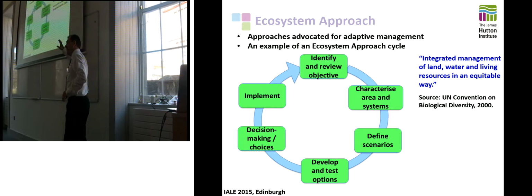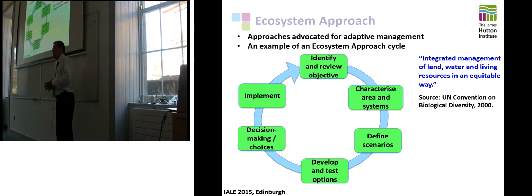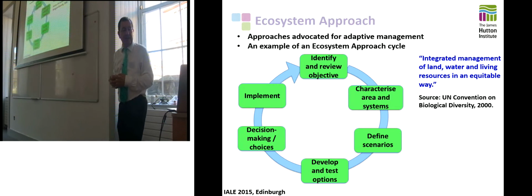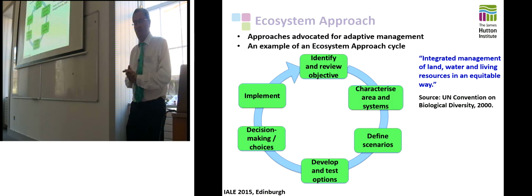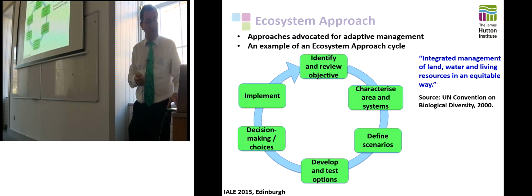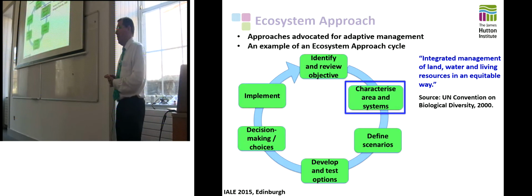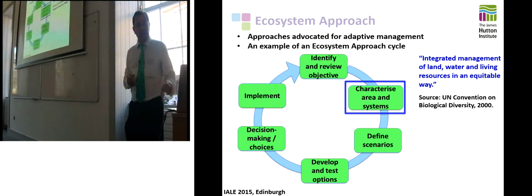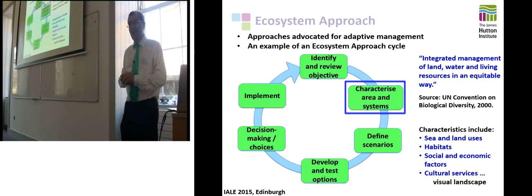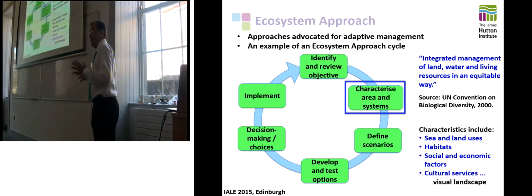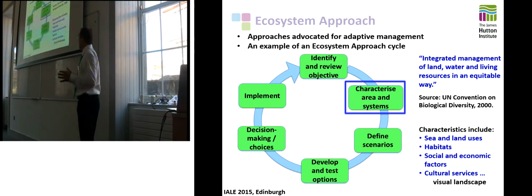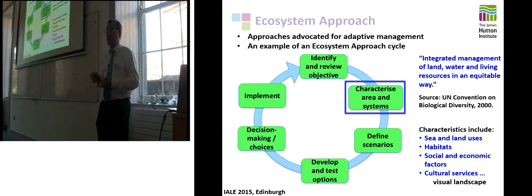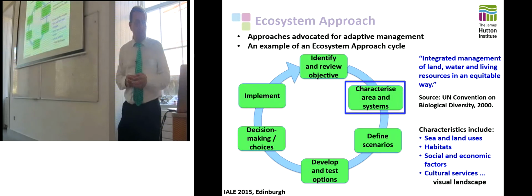One amongst many models relating to ecosystem approach is on the screen, identifying what the issue is, characterising scenarios and evaluation, in cursory short. And what I want to just look at is one element of characterising the area and the systems. And those characterisations might include the current uses and future uses of sea and land, habitats or socio and economic factors, cultural services, and just one element of that would be the visual landscape.